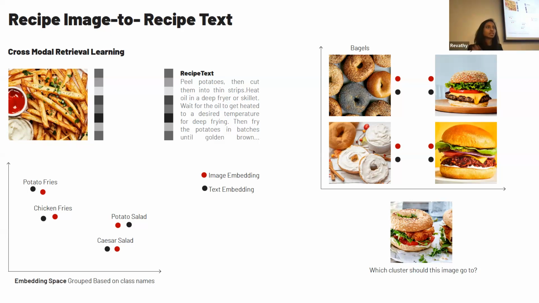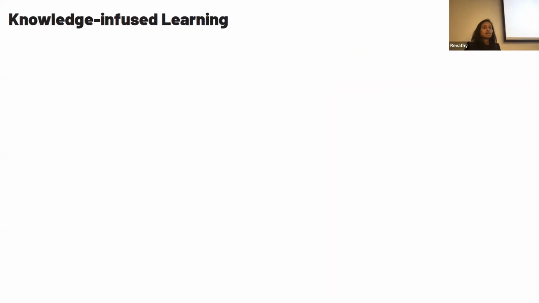It has a bagel, but all the ingredients that are supposed to be in a burger. The calorie difference for a burger bun and a bagel bun is about 100. So we don't want to put it in the wrong cluster as well. So instead of class names, this is why it is happening. When we are grouping based on class names, that's the problem. So can we group based on something else?